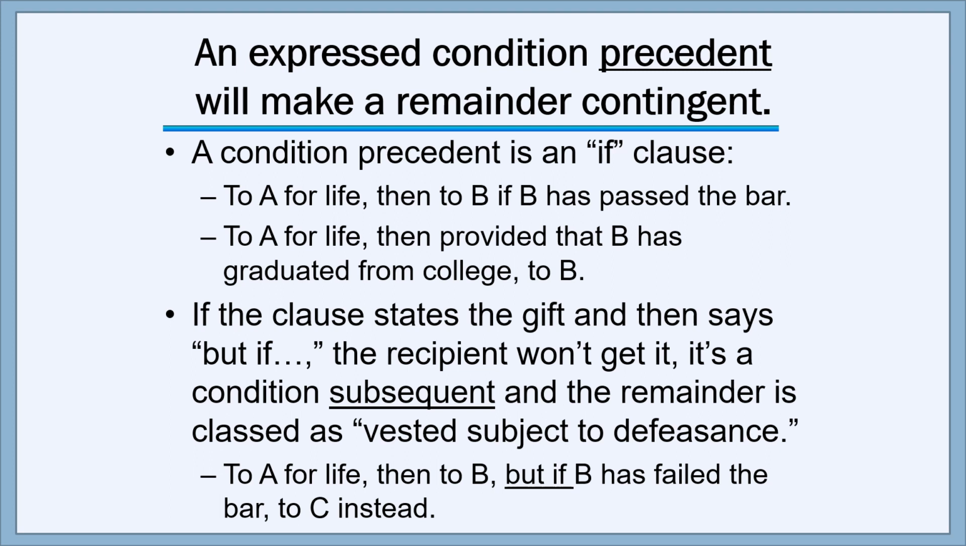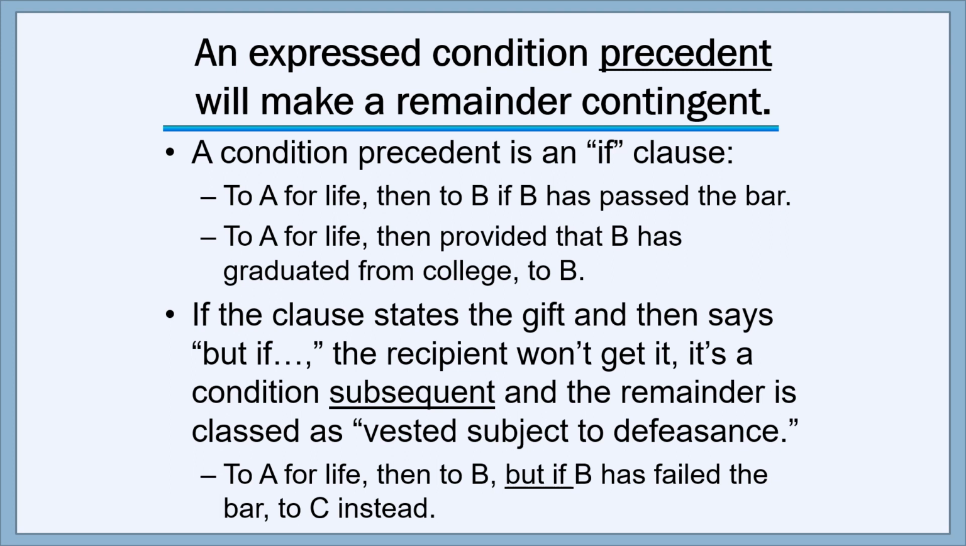So it can be a little confusing, but just say to yourself, is it an if clause or is it a but-if clause? Here's an example at the bottom of the screen of a but-if type of clause that makes the remainder subject to defeasance, but vested. To A for life, then to B, but if B has failed the bar, to C instead.